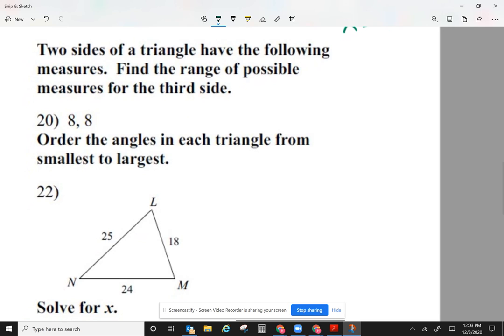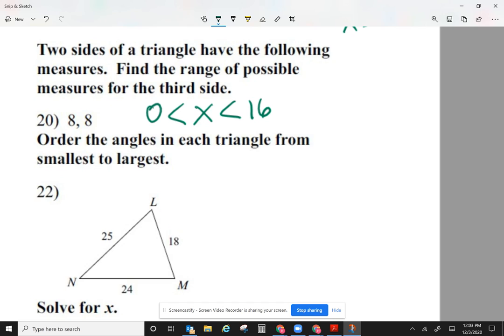Now, what if I only give you two sides? So two sides of a triangle have the following measures. Find the range of possible measures for the third side. Give me the values that the third side can be. I'm going to call it x because I don't know the value. I'm going to put it in between two less than signs. I'm going to say x in this case is a number that has to be between 0 and 16.